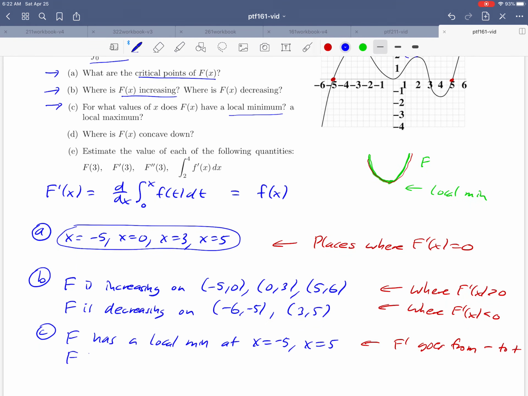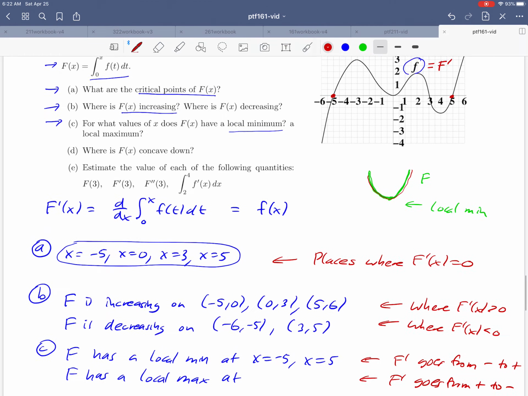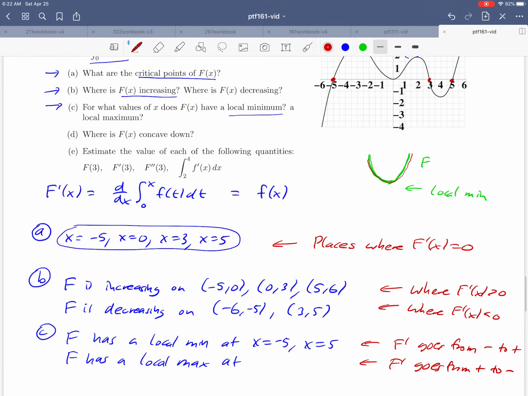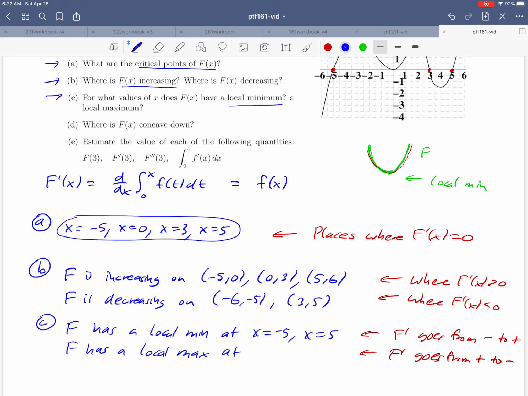Okay, and for a maximum, it would be exactly the other way around. Okay, we're looking for a place where f prime goes from above to below. Okay, do you see any points like that in our picture? Okay, I actually see only one right here at 3. There we're going from above the x-axis to below. Okay, so capital F should have a maximum at that point. Okay, and there's our answer to C.